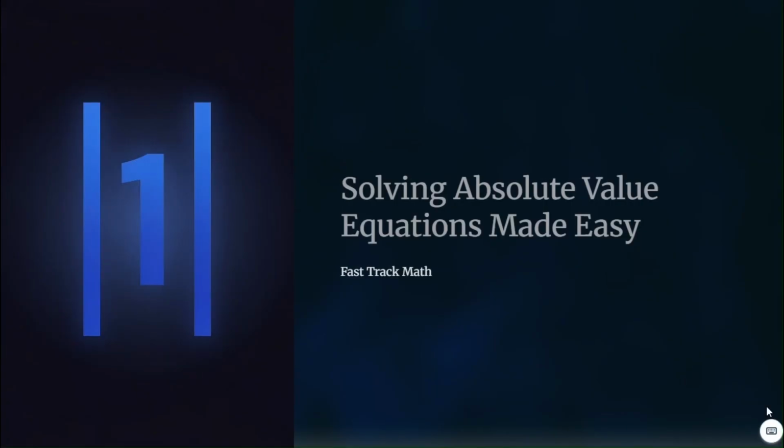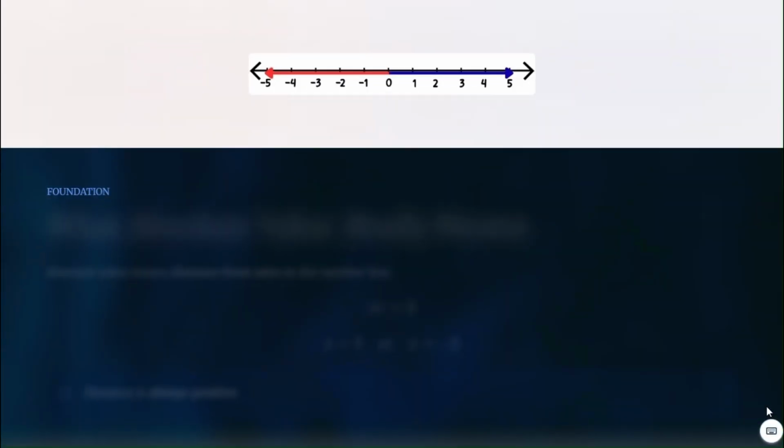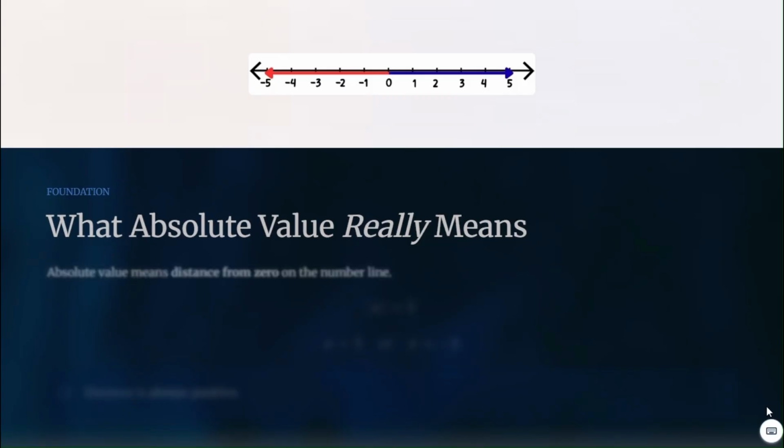Why does absolute value sometimes give two answers and sometimes none? If you understand what absolute value really means, these problems become automatic. Absolute value means distance from 0 on the number line.